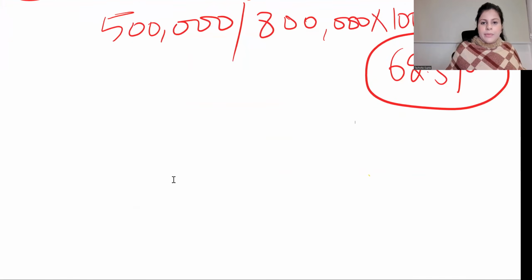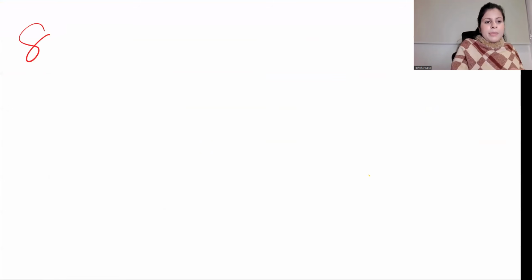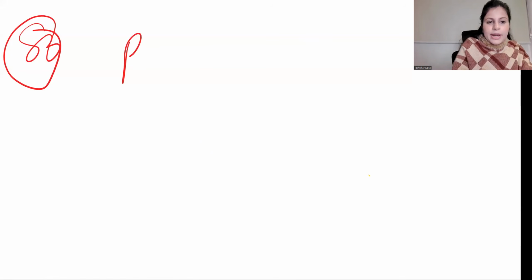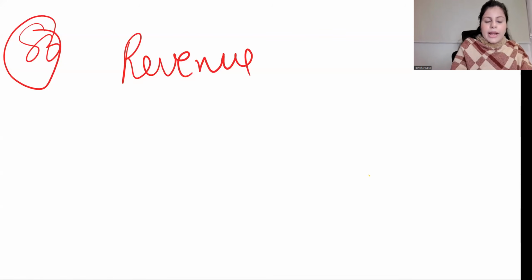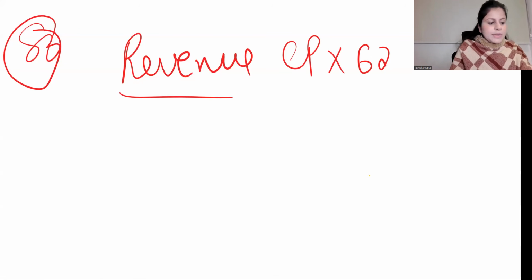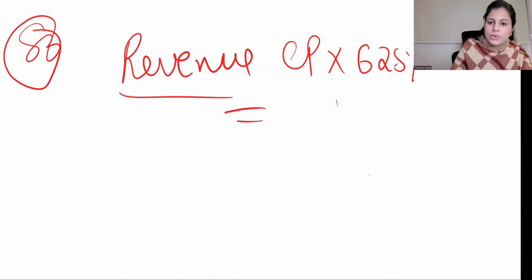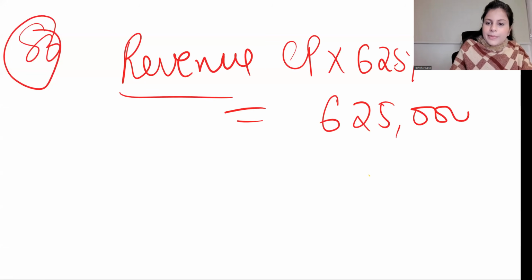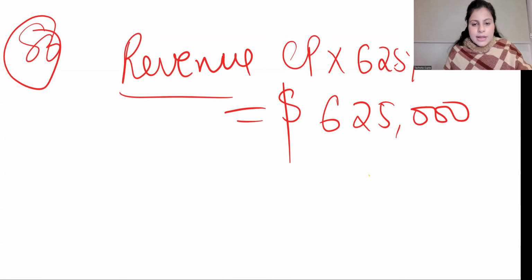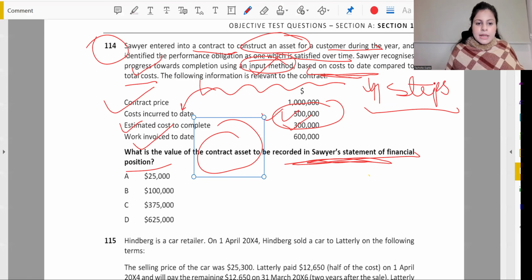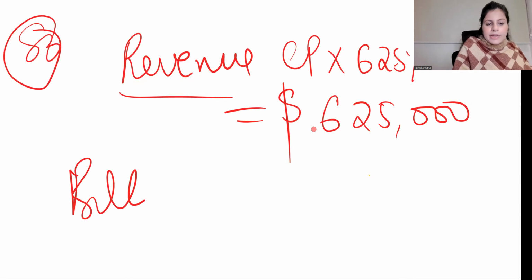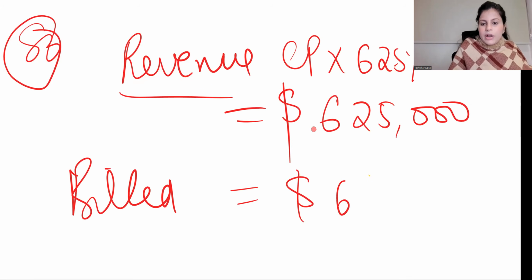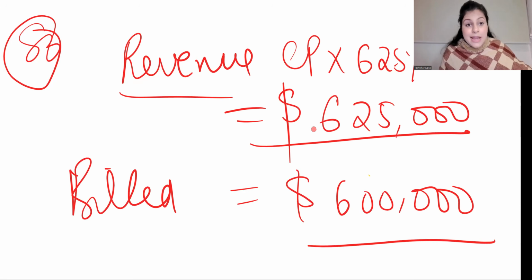Now in step number 3, what do you do? You recognize the revenue. So let us recognize our revenue. How much revenue will you recognize? Total contract price into 62.5%. So you will recognize 1 million into 62.5%, which is 625,000. This is the revenue that you will recognize. And how much amount have you billed, guys? You have billed the customer for 6 lakh. So the work done till date is of worth 6 lakh 25 and you've just charged the customer 6 lakh.